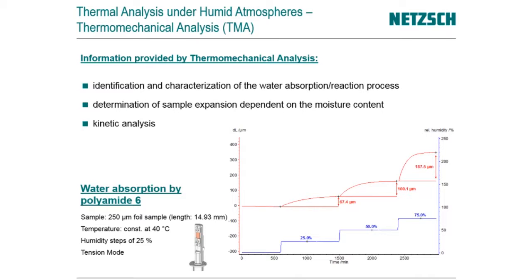It's the same foil sample. It's the same temperature program and humidity program. What you see is that we also get a response from the TMA. In this case, we measure the length change, which is caused by the increase of moisture content, which results from the water absorption of the sample.